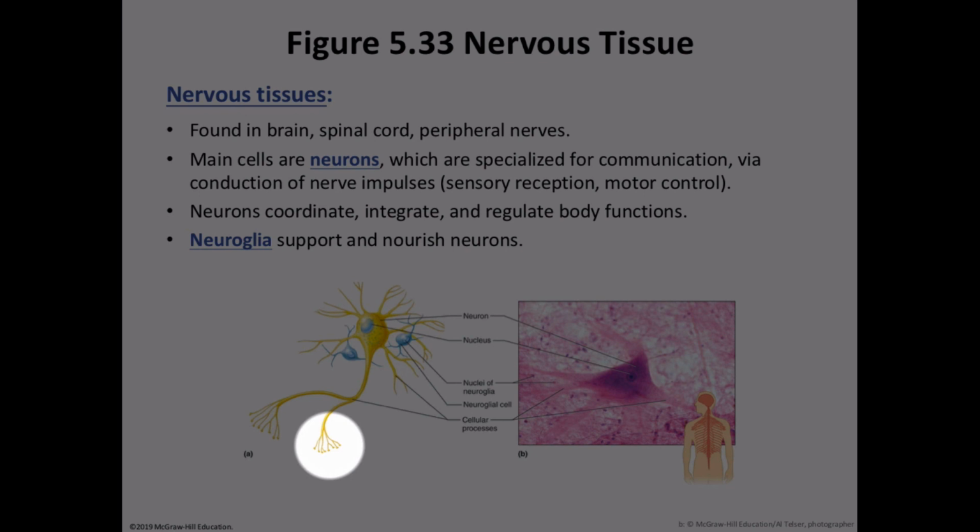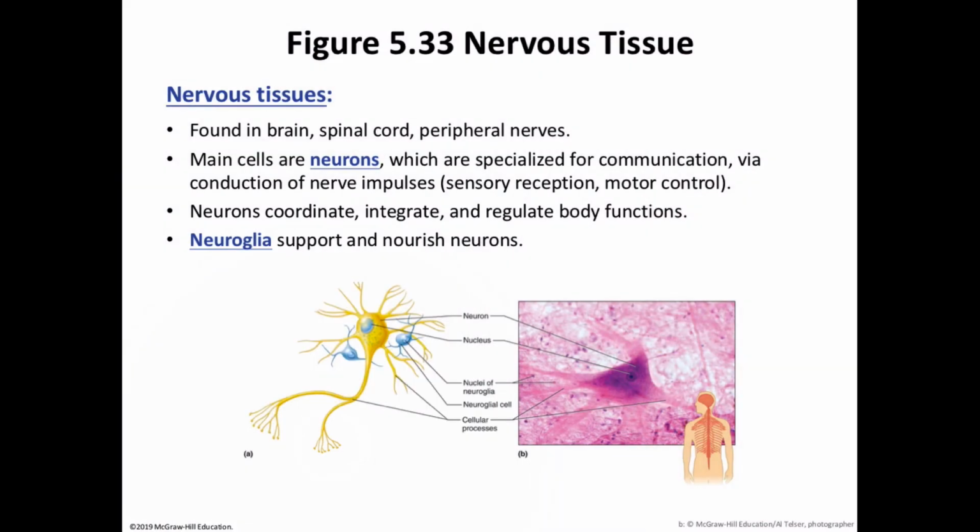So the support cells, known as neuroglia, support and nourish neurons. And with this, they're here to ensure that the neurons have the necessary growth factors and nutrients that they need. So having gotten this far in the chapter, that has been, of course, chapter 5.